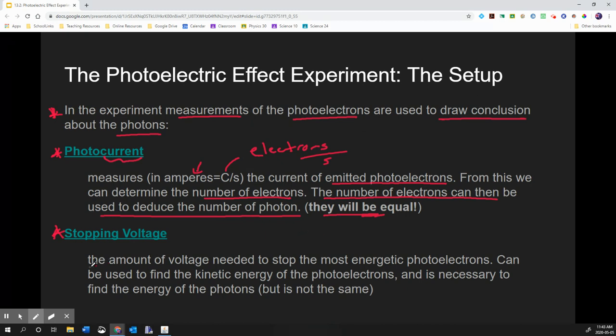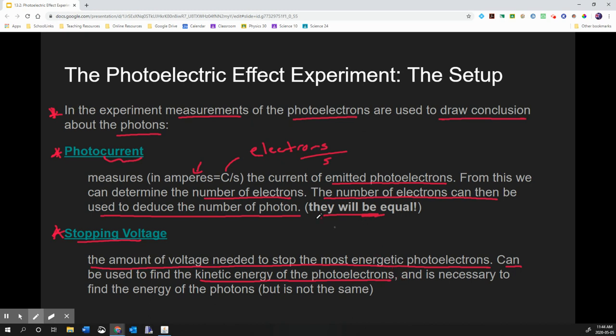But basically, the stopping voltage is the amount of voltage needed to stop the most energetic of the photoelectrons. So picture this: electrons come off the surface, and then we apply a voltage to try to stop them. Hence the term stopping voltage. Why do we do that? Once we know the stopping voltage, we can use it to find the kinetic energy of the photoelectrons.